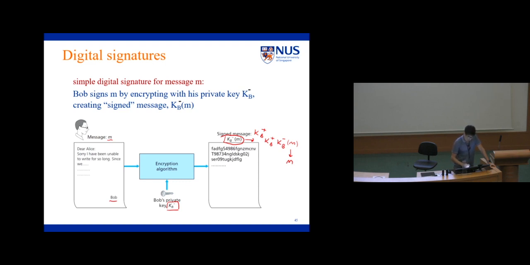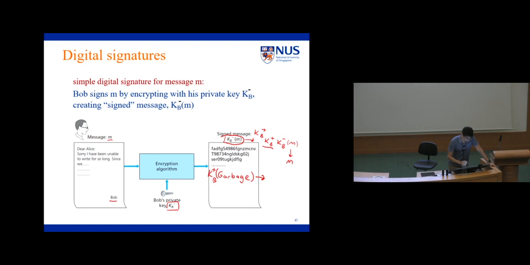Let's say now instead of KB minus of M, Alice received garbage. And she thinks this is the message encrypted by Bob's private key. So what will she do? She will try to decrypt this message using Bob's public key, right? This is the operation she did here. This is the operation she did here. So she will do the same operation, thinking that this is the signed message by Bob.